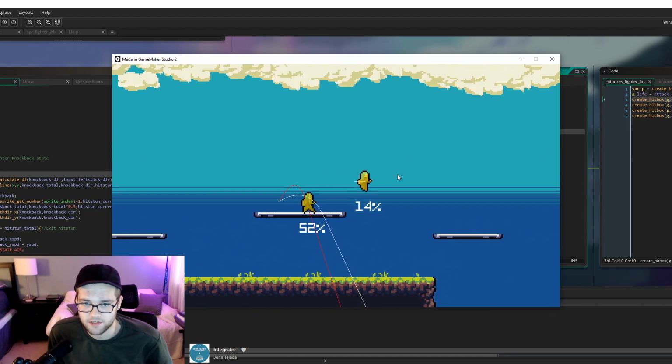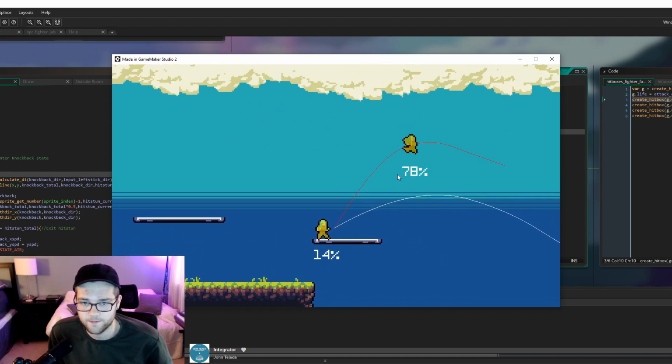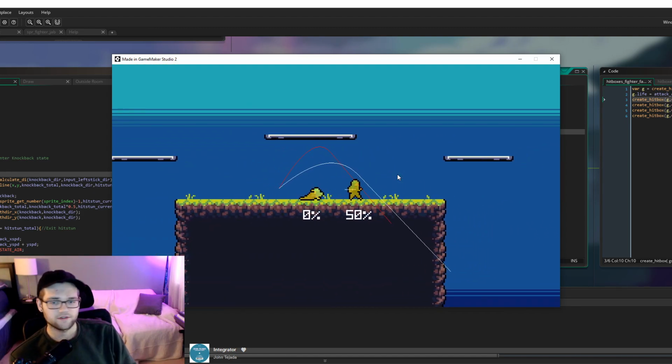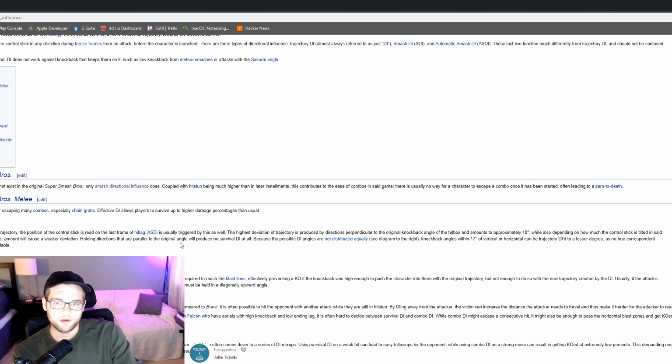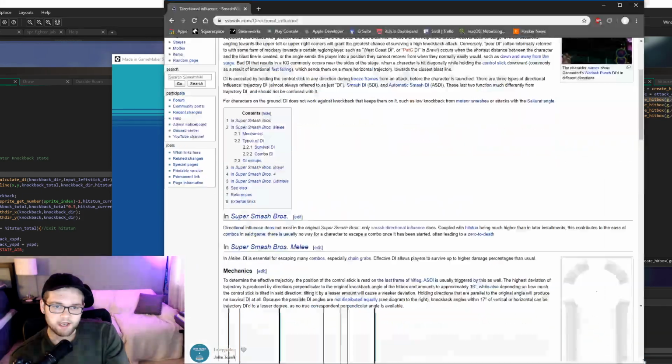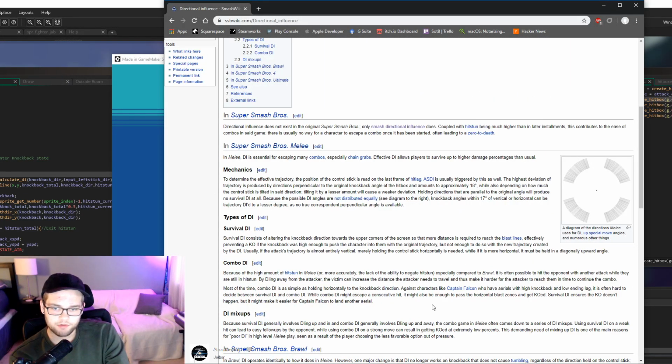And that can be changed. I don't know if that's too much DI. I should actually look up how much Smash has. I kind of feel like 45 is too much DI though. Directional influence. Okay, the highest deviation of trajectory is produced by directions perpendicular to the original knockback angle, which is how I programmed it. And it amounts to approximately 18 degrees. Interesting. So you can only DI up to 18 degrees.